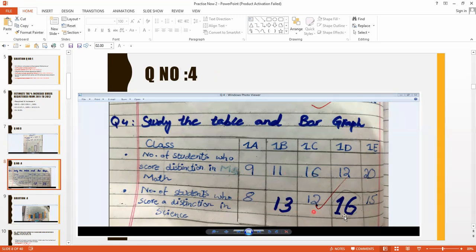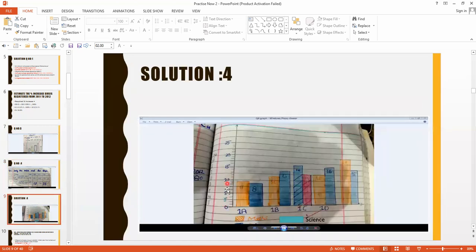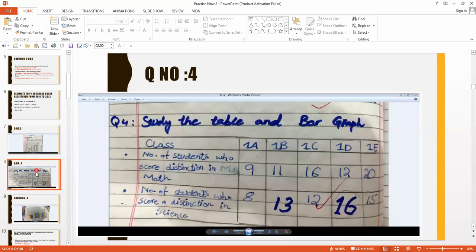Same here, 8, 12, and 15 are given. In 1B, distinction is not given. You have to look at the graph, and all these values are given in the graph. So this value is showing 13. This blue, look at this blue, 13. So you have to write here 13, and this shows 15. So you have to write it here 16. Okay, so this is the way you have to fill this table.